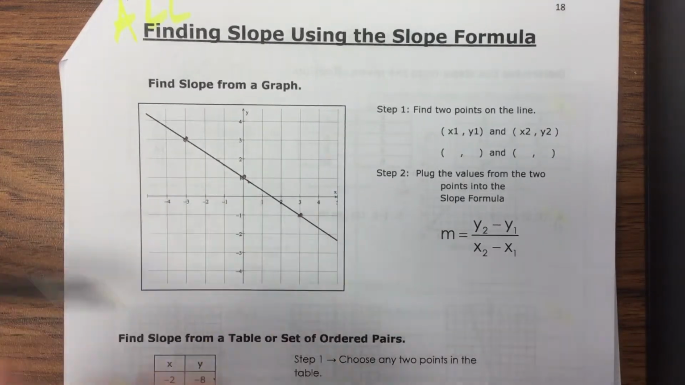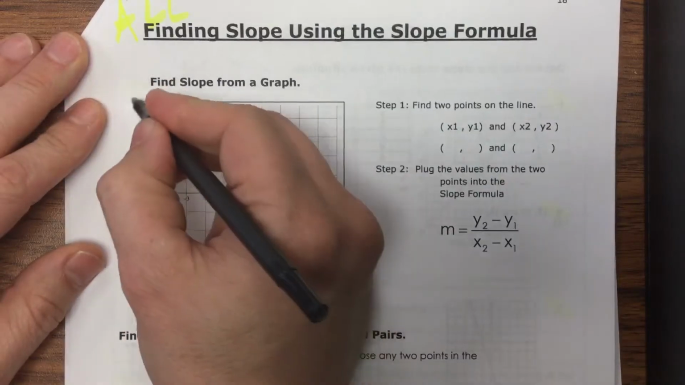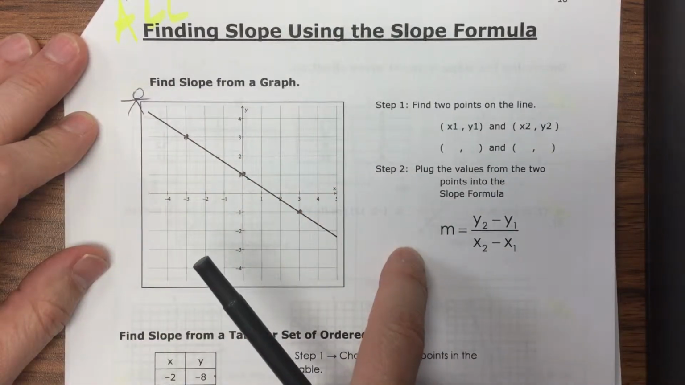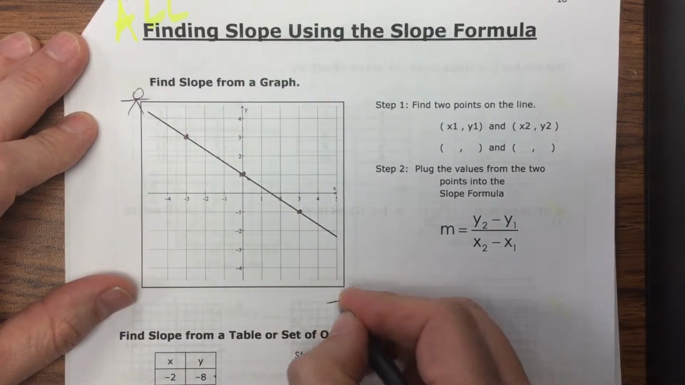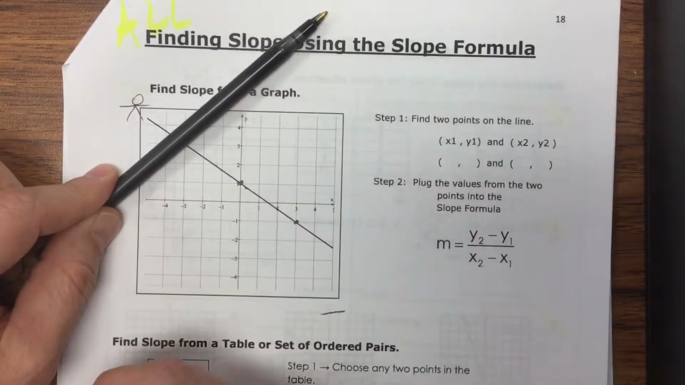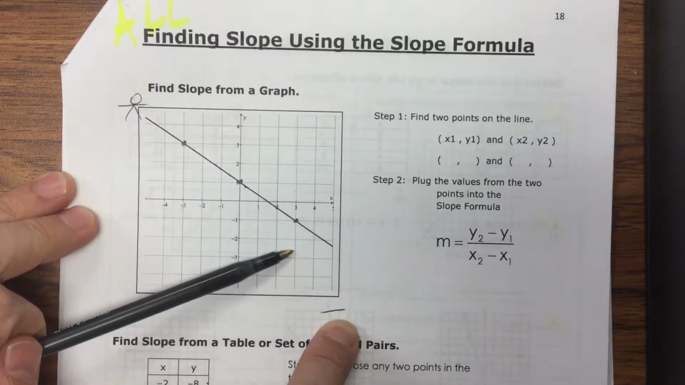If this was a video game going left or right, like a side scroller, is your little character about to walk downhill or uphill? If it's downhill, you know the slope's negative. If it's uphill, you know the slope's positive. So this guy's walking downhill, I have a negative slope.